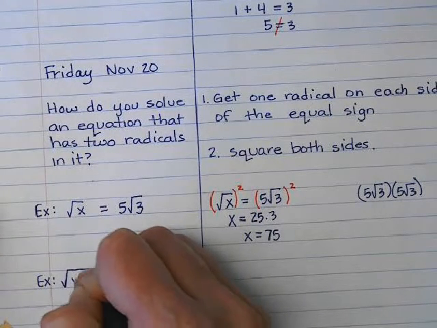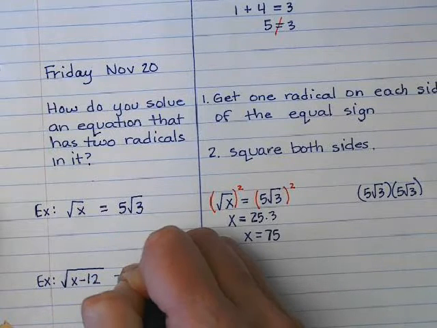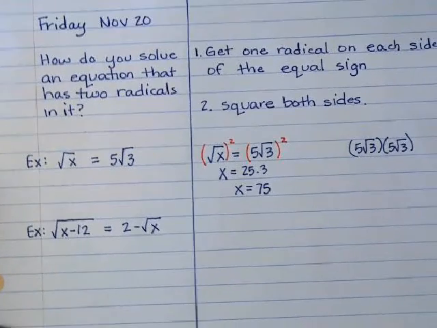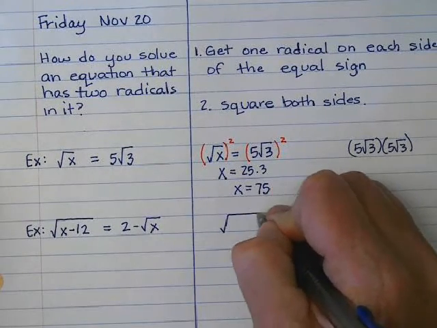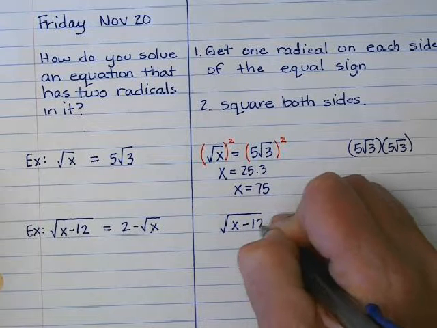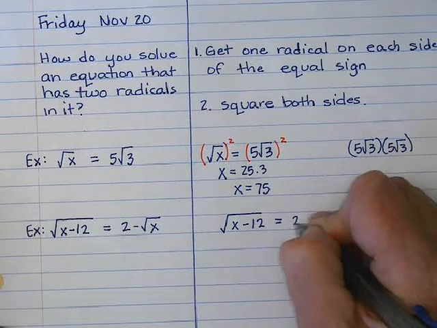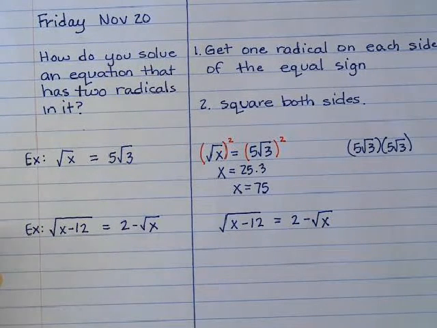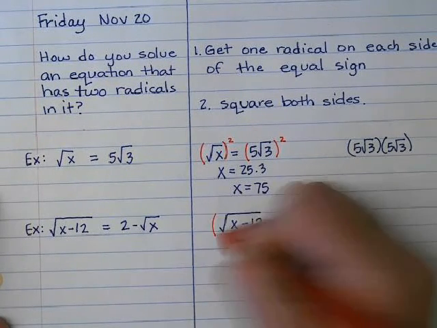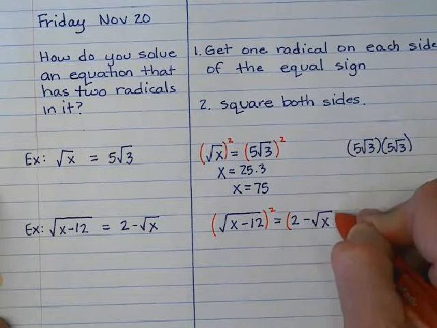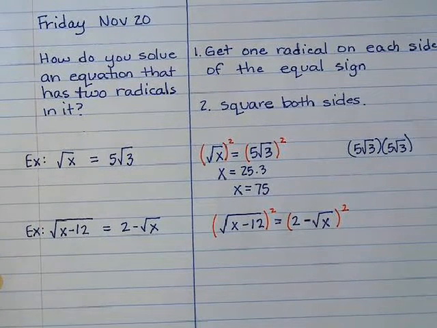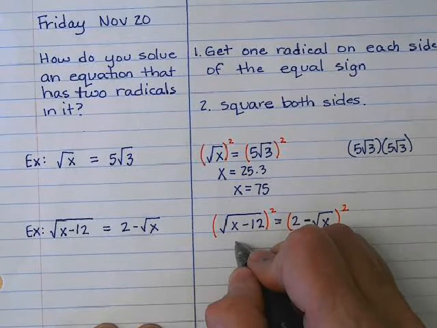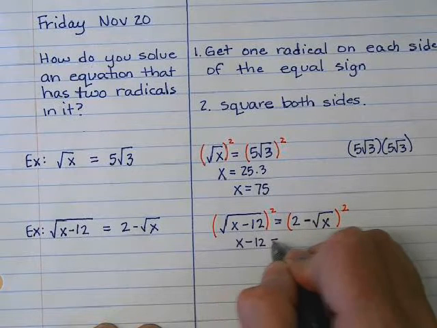Let's say I have x minus 12 equals 2 minus the square root of x. I've got to watch out when I square both sides on this, because I have to use parentheses here and parentheses there. When I square that, the radical just goes away and I get x minus 12.